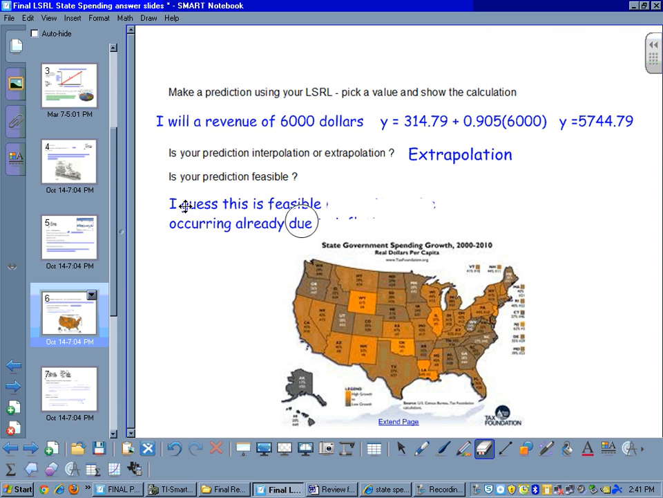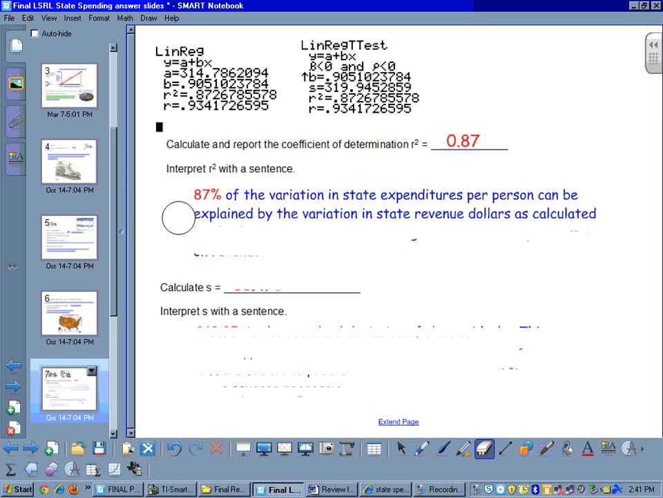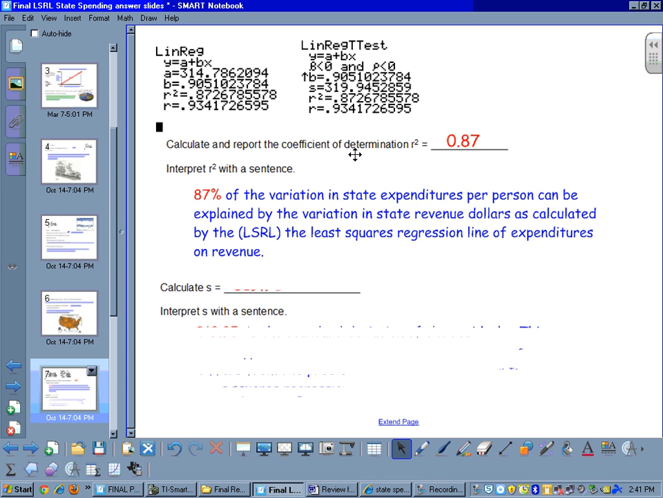All right. Is it feasible? I said I thought it would be feasible. In fact, probably due to inflation, if these are old data values, that must already be happening somewhere in a state. Okay, interpreting R squared. R squared is 0.87. That means 87% of the variation in state expenditures per person can be explained by the variation in state revenue dollars as calculated by the least squares regression line of the expenditures on the revenue.